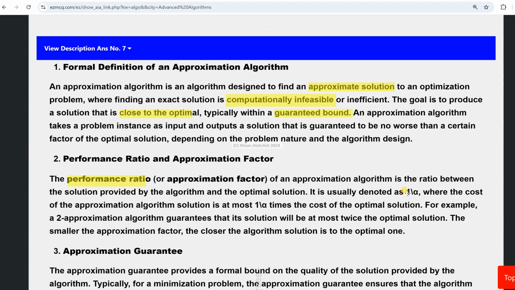So, depending upon the nature of the problem, we can say that the cost of the approximation algorithm solution is at most 1 over alpha times the cost of the optimal solution. For example, for a two approximation algorithm, it is guaranteed that the solution will not be more than twice the optimal solution. If it's the traveling salesperson problem, and say the optimum cost, which is the minimum cost, is x, then the corresponding approximation algorithm can provide a cost which is not more than 2x. It could be less than 2x also, but not more than 2x.